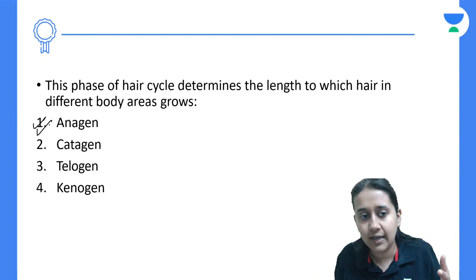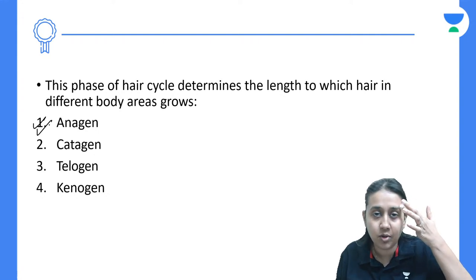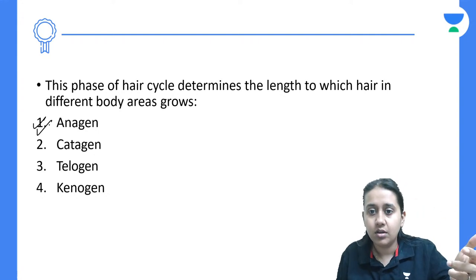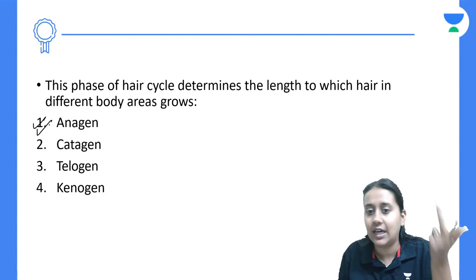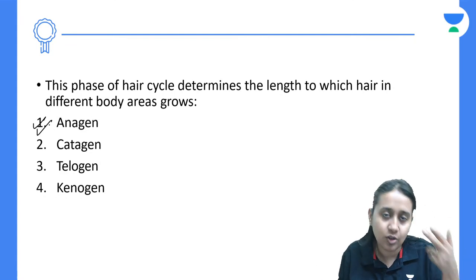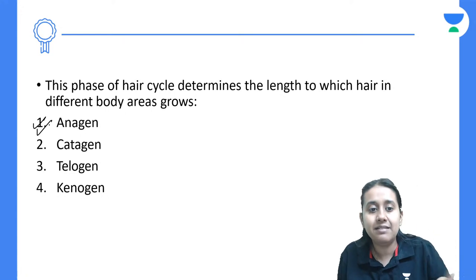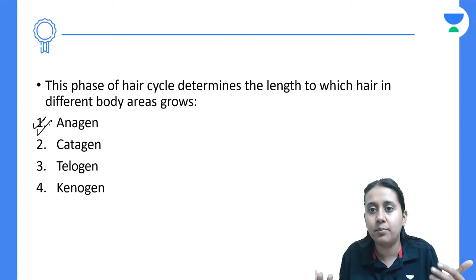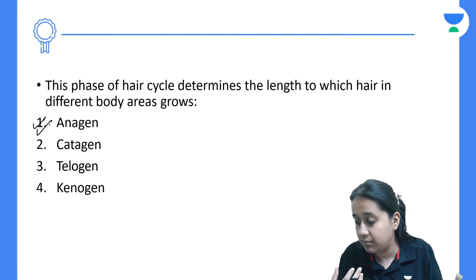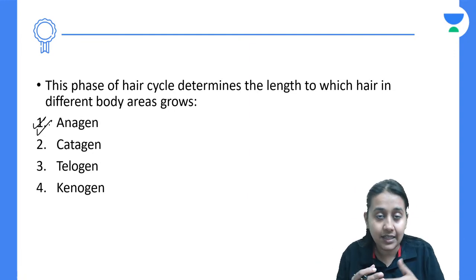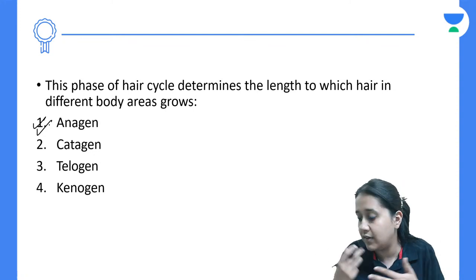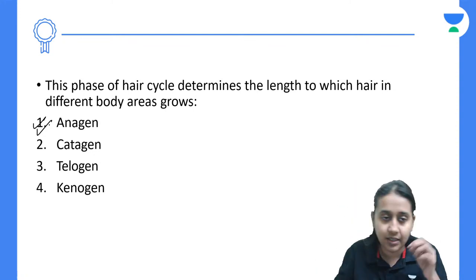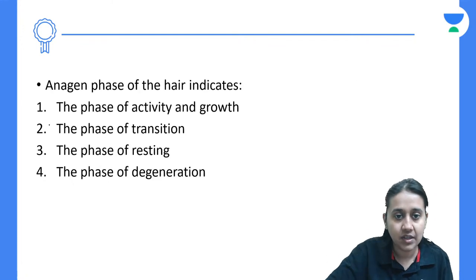There was once a question in AIIMS asking why the eyebrow hairs never grow, because nobody goes to a parlor or goes for grooming of the eyebrows. You just give shape, but nobody cuts the length. So please remember, the reason why the different body hairs grow to a different length is because of their anagen phase. When the anagen phase is long, obviously the hair will grow more. When the anagen phase is short, the hair will grow less. So the correct answer is option number one.